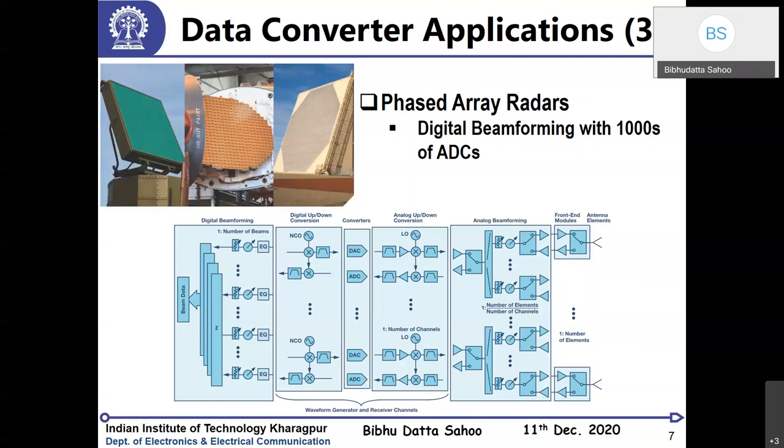You can think of it this way: the dies are inside the wafer, and they need to be connected appropriately. So there are some techniques that are used to do that. Digital beamforming with thousands of ADCs finds huge applications in modern day, especially defense applications. So this was just a run-through of what the ADC applications are.